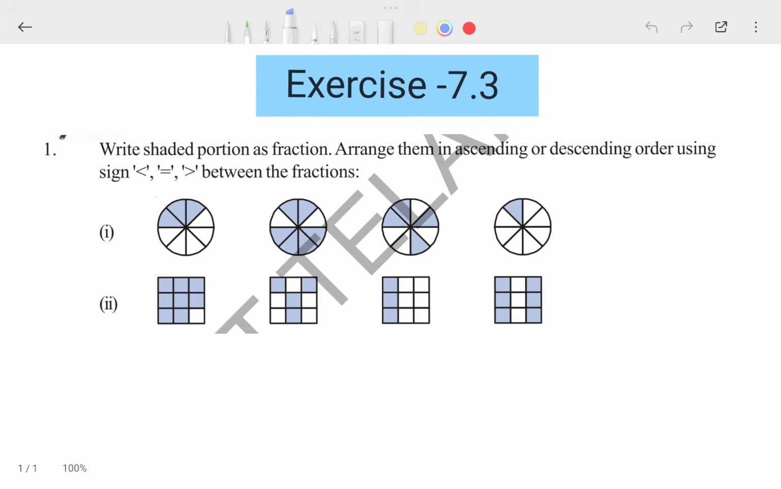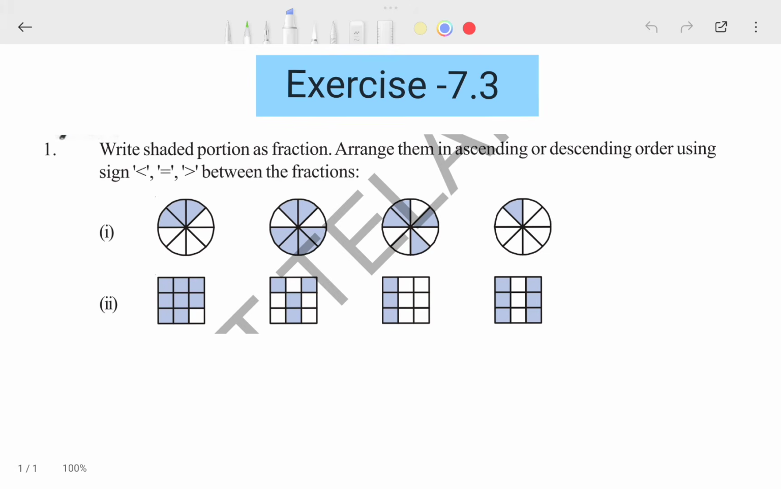If you have any kind of doubt related to this exercise, don't worry about it, because by the end of this video, your doubt is going to be cleared. Whatever confusion is there, everything is going to be cleared. Mathematics is for weak students too, so don't worry about this chapter. So let's start with our first question here.